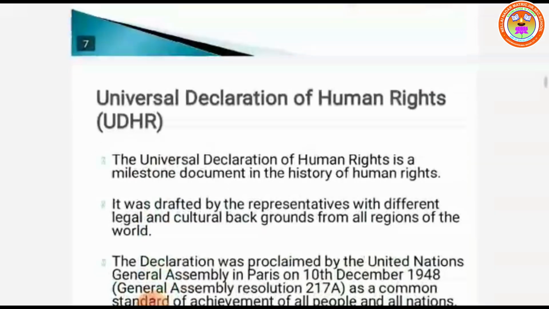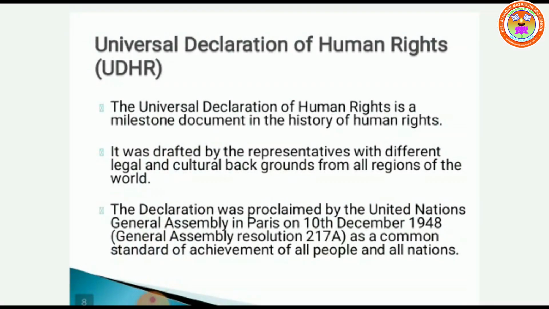The next one, Universal Declaration of Human Rights. We call it UDHR. What does it say about? The Universal Declaration of Human Rights is a milestone document in the history of human rights. It was drafted by representatives with different legal and cultural backgrounds from all regions of the world.